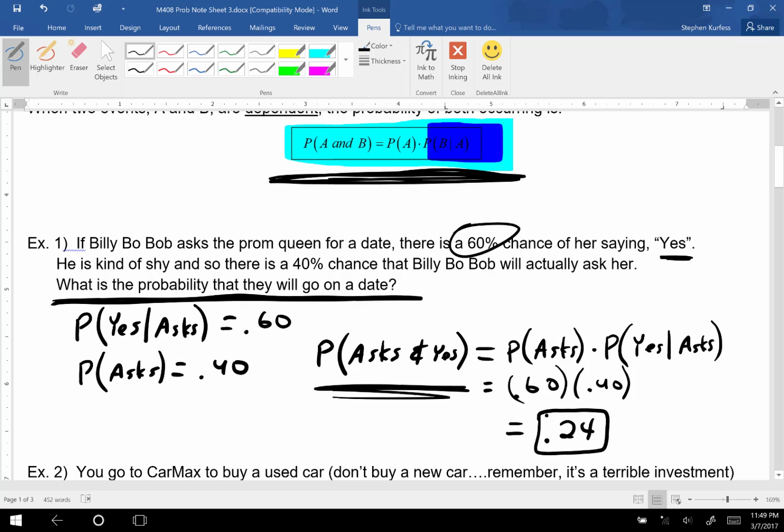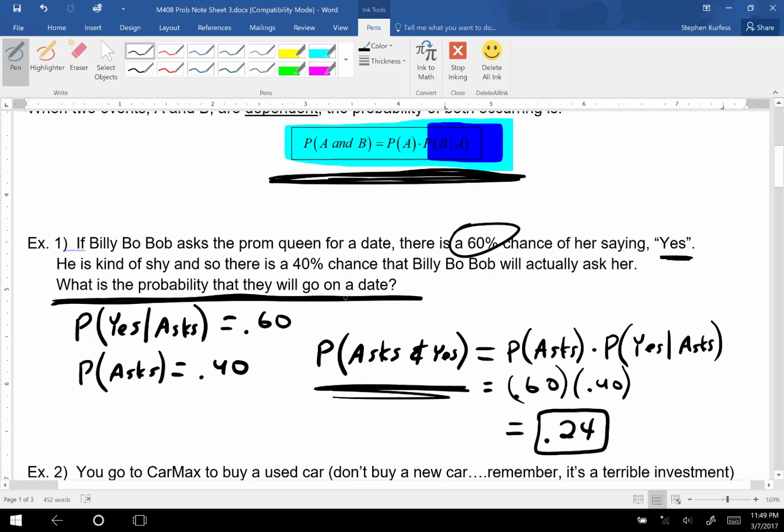That makes sense because first of all, there's only a 40% chance he's even going to ask her. And if he does ask her, it's a 60% chance that she's going to say yes. So that's why you're combining both of these probabilities, because it's a 40% chance that he's going to ask her, 60% chance of saying yes. That's why you multiply the two together.